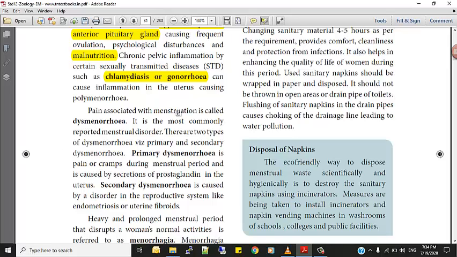Pain associated with menstruation is called dysmenorrhea. Pain occurs at menstruation time. Some of it is normal, we will see that. When it is normal and when it is abnormal, we will see.